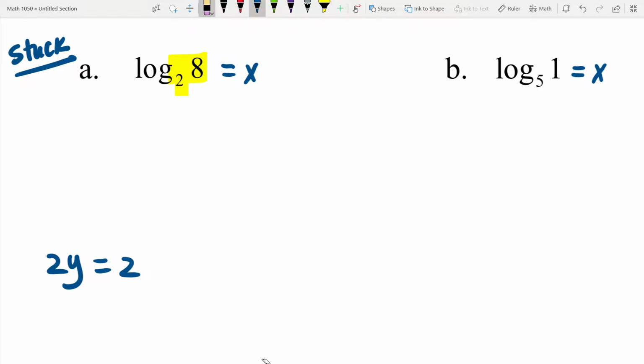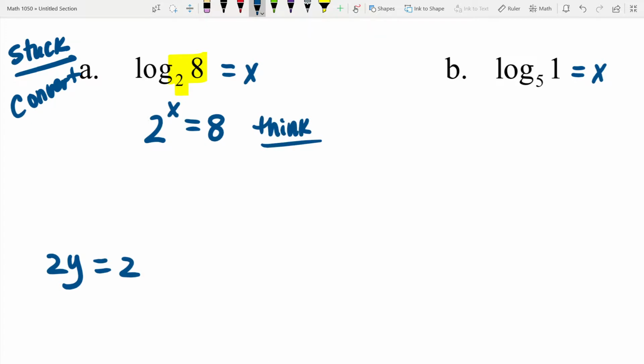So as soon as you're stuck, what you do is you convert. If you're in log, you put it in exponential. If you're in exponential, you put it in log. So I'm going to convert this. So my base is a 2, raised to the other side, which is an x, is equal to 8. Then I want you to write the word think. You just think about it. 2 to what power gives me 8? Everybody tell me what it is. It is 3. That's your answer and you're done.